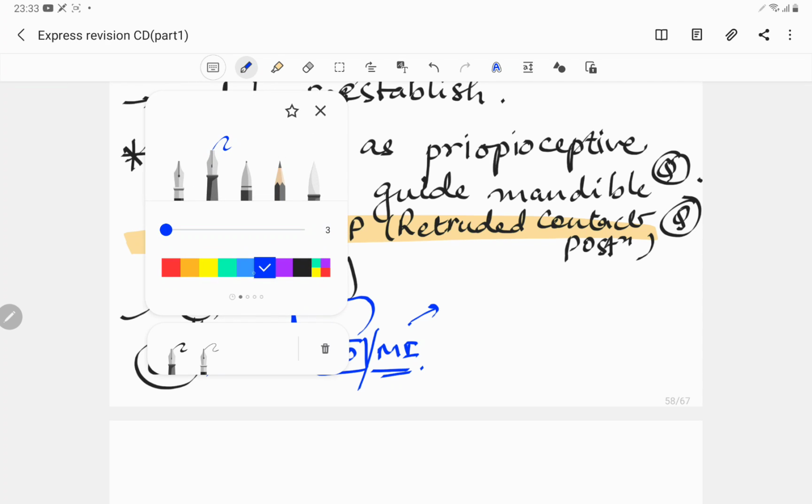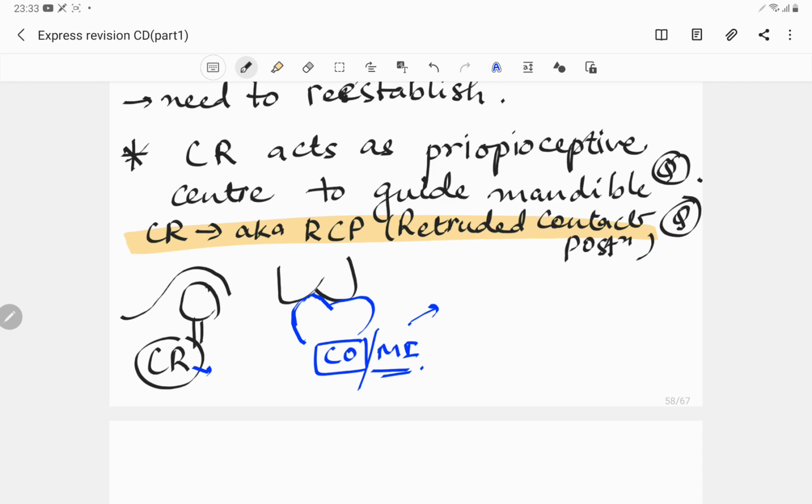And the current concept of centric relation says that the condyles are present in the superior anterior position, resting on the posterior slope of the articular eminence with the disc properly interposed. So basically it is a repeatable reference position. That means whenever we take it, the patient will guide to the exact location. It is a repeatable reference position to mount the cast on the articulator.